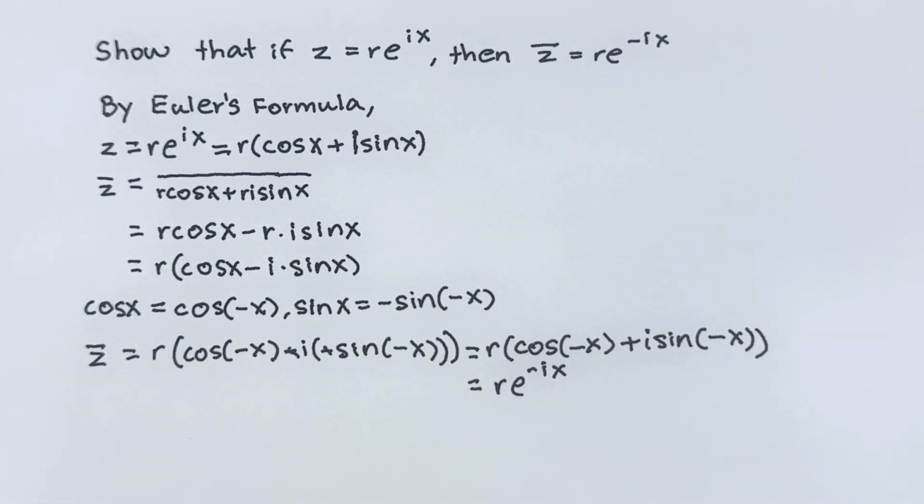So that is how you should prove that the conjugate of z equals r times e to the power of negative ix.